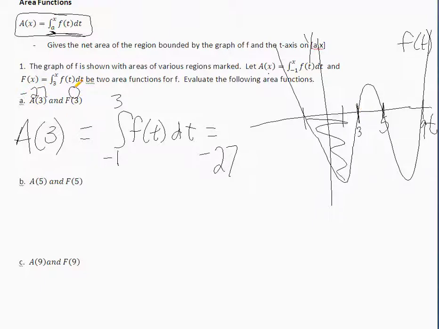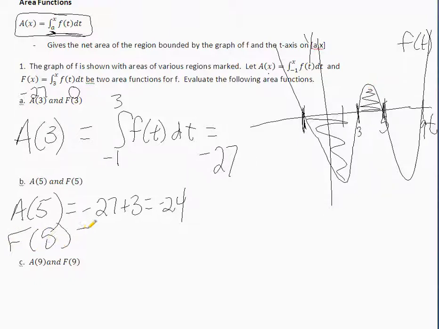Okay, go ahead. You could try B. What's A of 5? So A of 5 would be what? The area under the curve from -1 to 5. So from -1 to 5, what's the area under that? So it would be -27 plus 3, which is -24. And then do a capital F of 5. So F would be from 3 to 5. So if I go from 3 to 5, it's just this little area right here, which is 3. So F of 5 is 3.